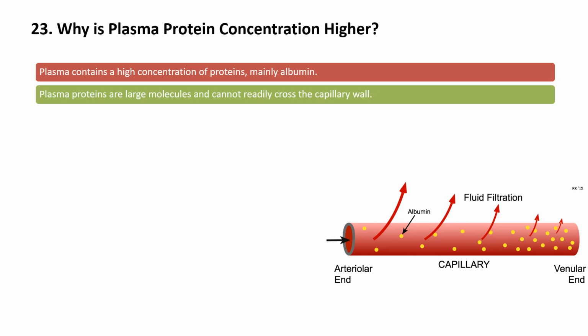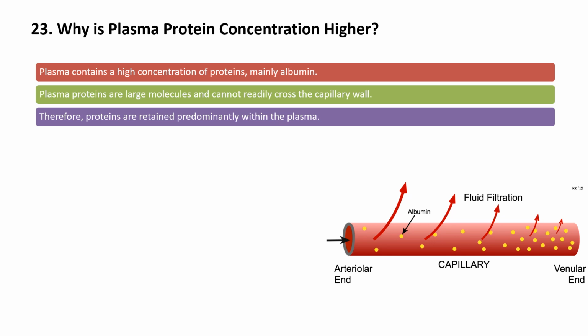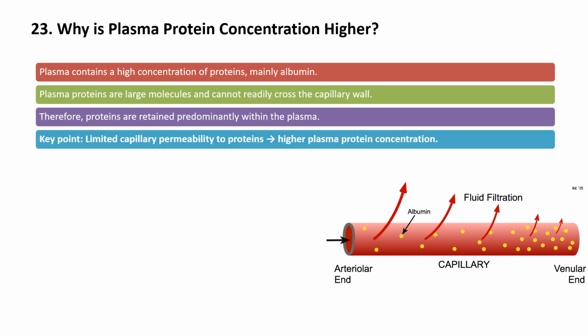They are larger molecules, so they cannot readily cross through the capillary wall. So they are retained predominantly within the plasma. That is why the concentration is higher inside the capillary compared to the interstitial fluid. But when there is any damage, when there is any inflammation, these proteins will be filtered along with the plasma, and they will be found in the interstitial fluid. That causes a low level of the plasma proteins.